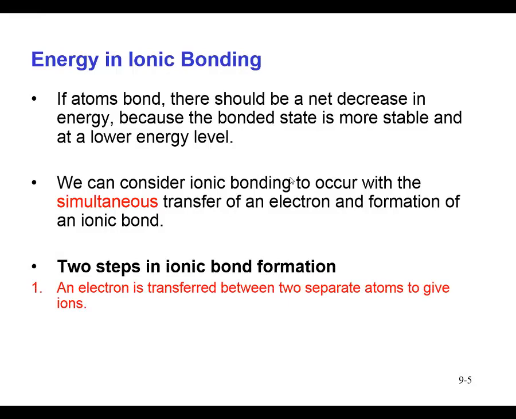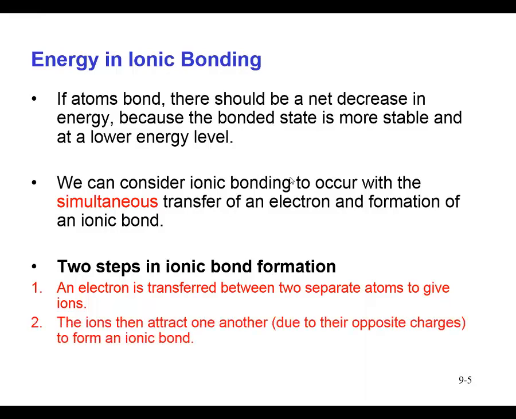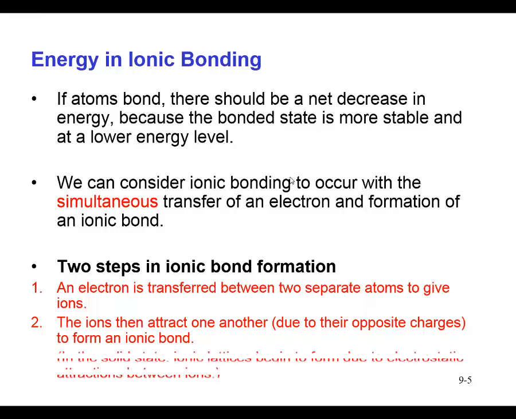First of all, an electron is transferred between two separate atoms to give ions, and then we have those ions starting to attract one another due to their opposite charges. That electrostatic attraction from Coulomb's law is starting to form an ionic bond, where we have those attractions.